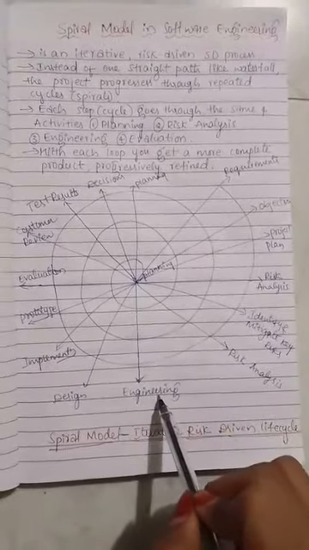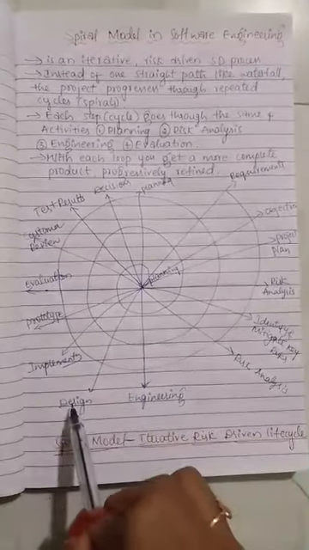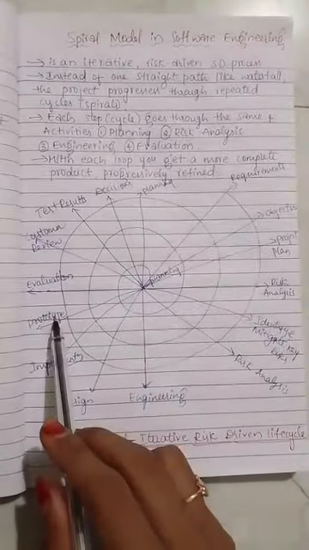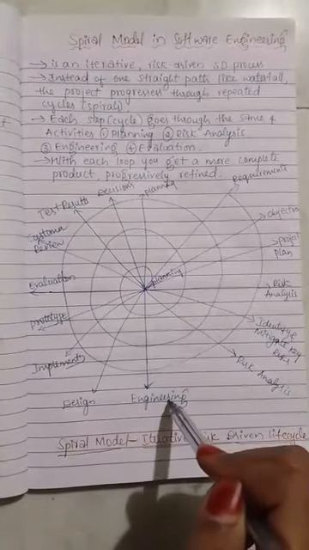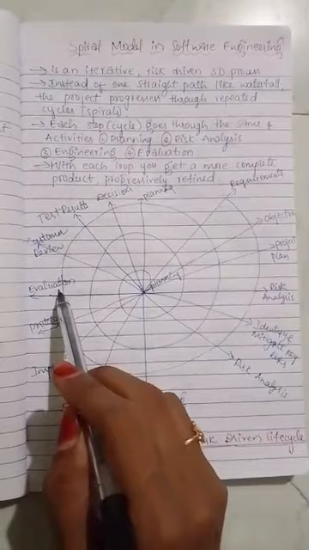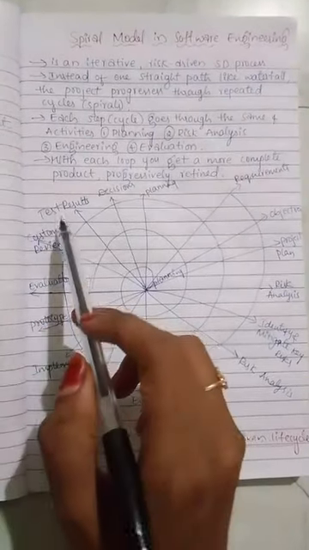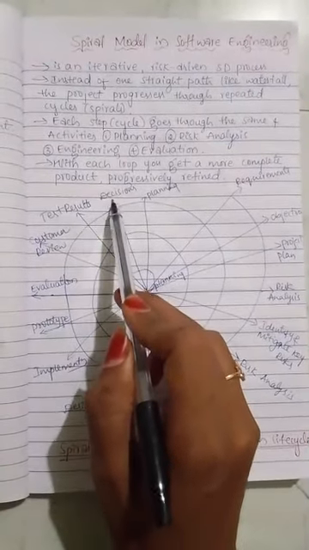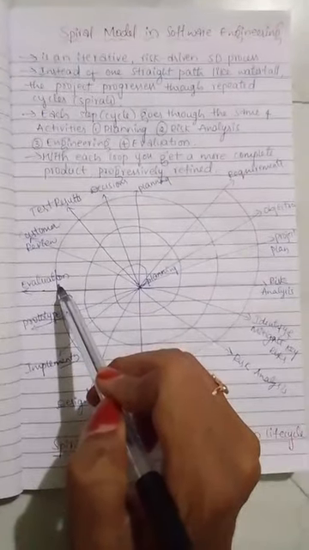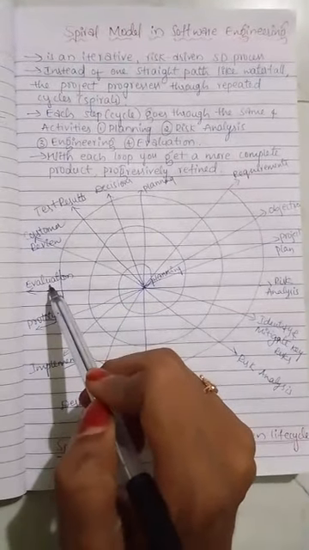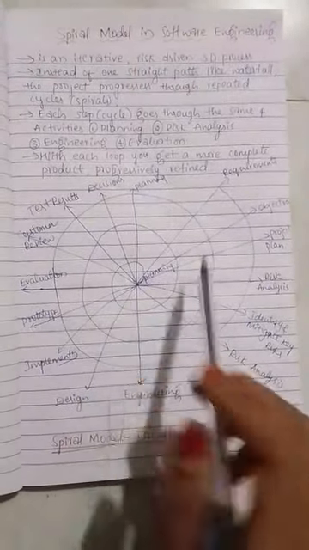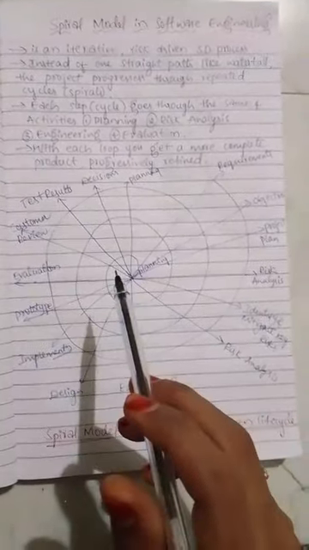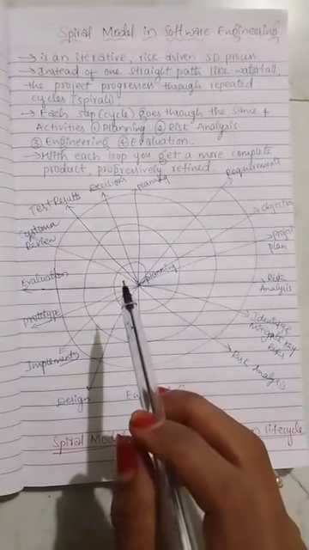And the third one is engineering. In that we have design, implementation and prototype. We have three steps in the engineering phase. In the evaluation we have customer review, test results and decision. This is the last phase of the spiral model. You have to explain these four phases, that's it. Very simple.